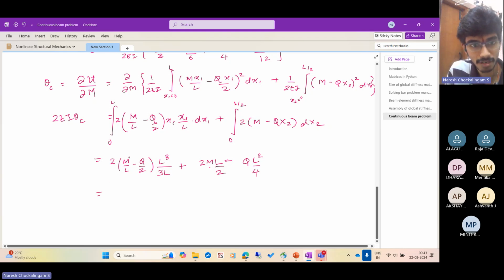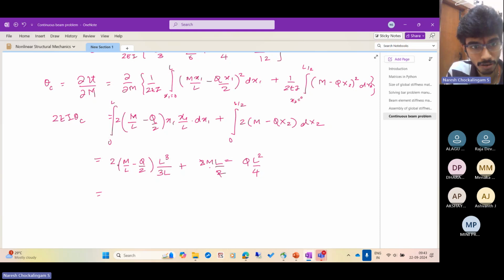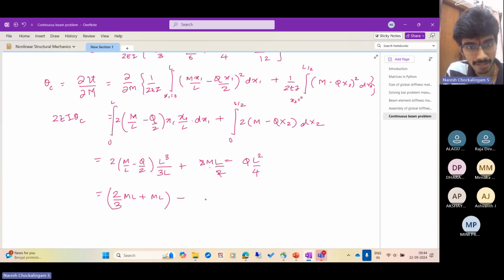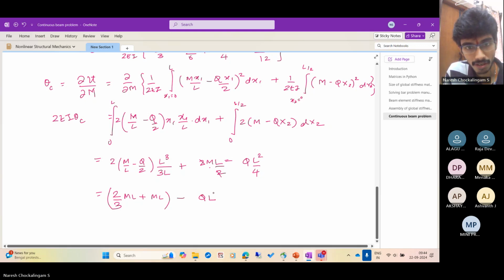Now collect similar terms. You get a 2ml, here you get a 2ml by 2. So it is, sorry, here it is L cube by 3. It's not 2ml, it is 2 by 3 ml. The numerator is L cube, denominator is L square, so it is 2 by 3 ml, plus you get an ml. Put these two together. Minus here, this 2 gets cancelled, so it is QL square by 3 minus QL square by 3, and here it is QL square by 4.